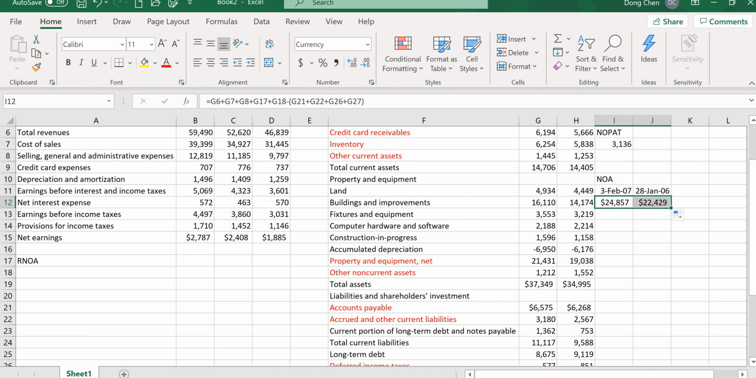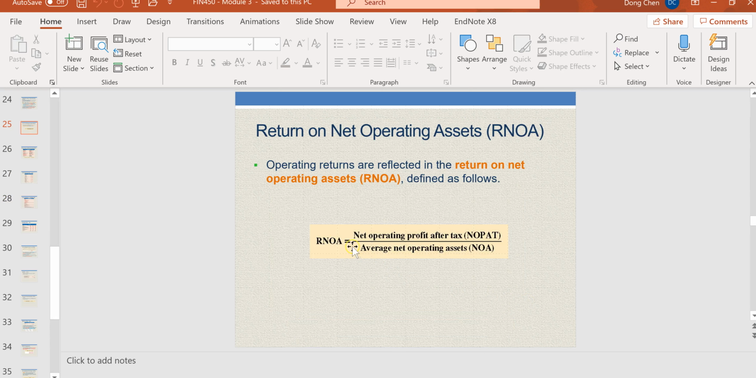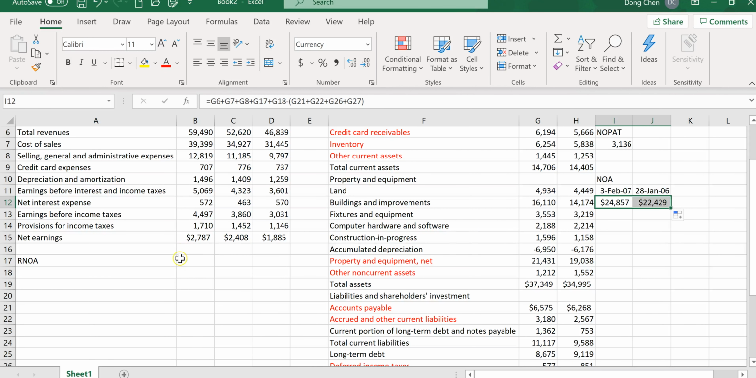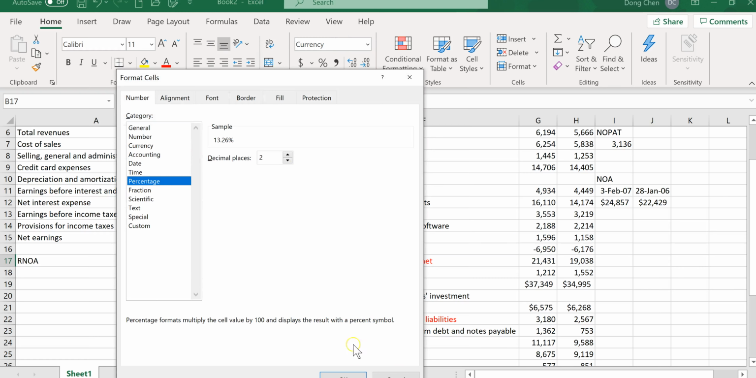So finally, because RNOA, return on net operating assets, equals the net operating profit after tax divided by average net operating assets, we have all the information needed in order to calculate this. So this equals the net operating profit after tax divided by the average of these two numbers, and then multiply by 2. And then we should change this to be in percentage terms.